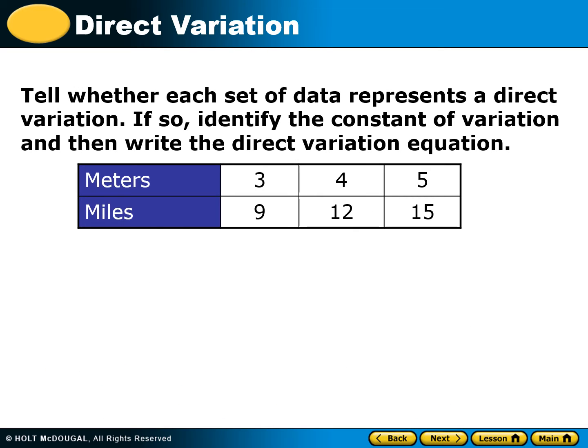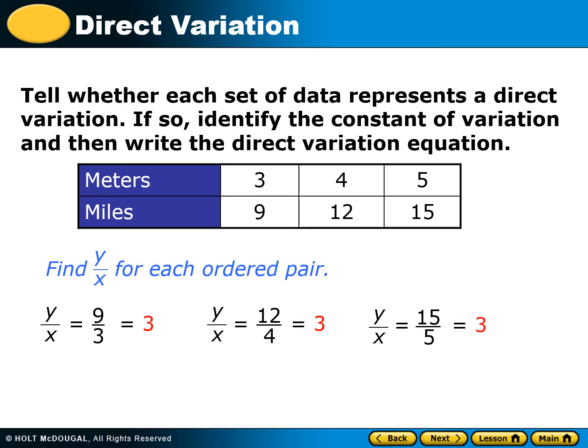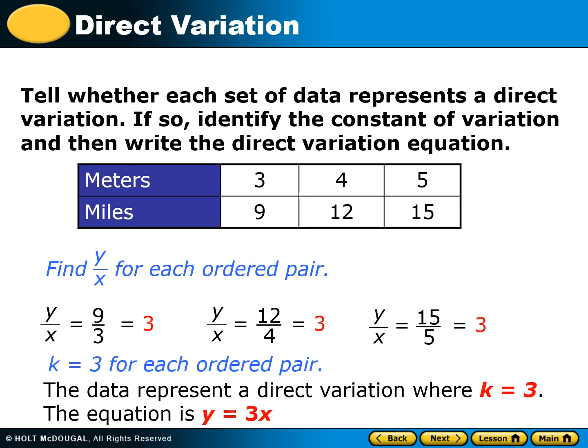Now let us have another one. Let us find the constant of variation k first. As you can see here, we have 3, 3, 3 all along. Therefore, k is equal to 3 for each ordered pair. And therefore, the data represent a direct variation where k equals 3 and the equation is y equals 3x.